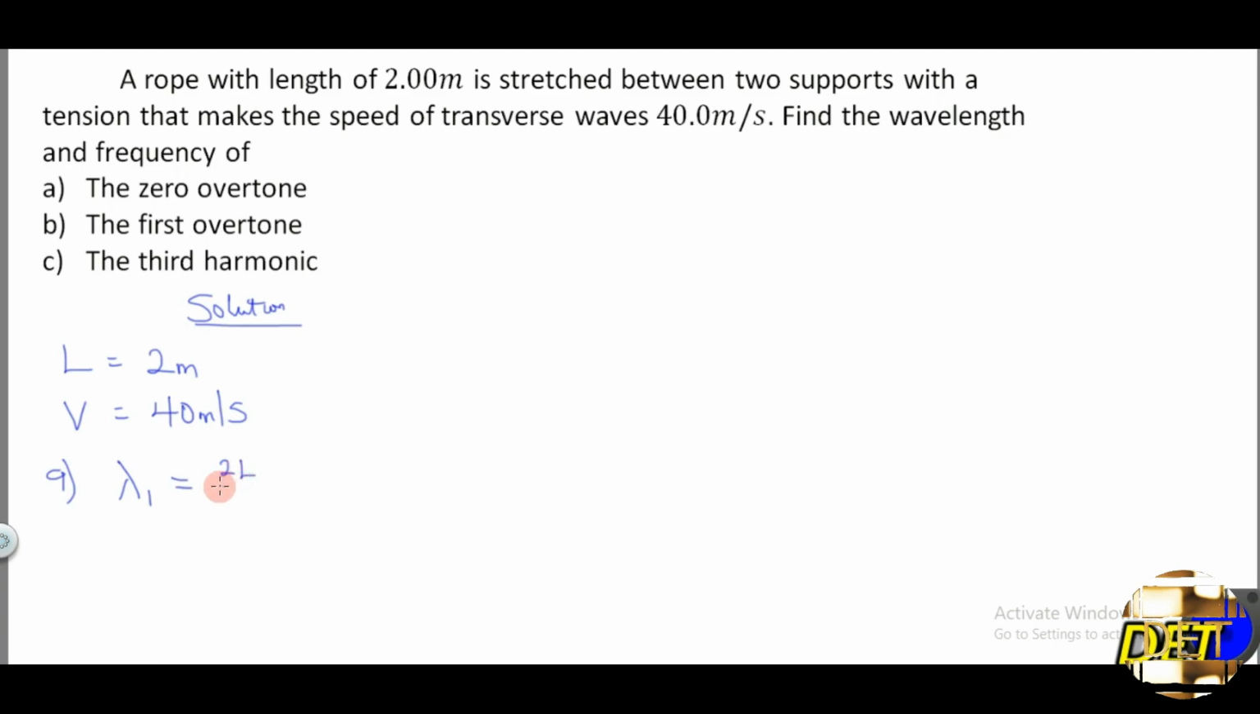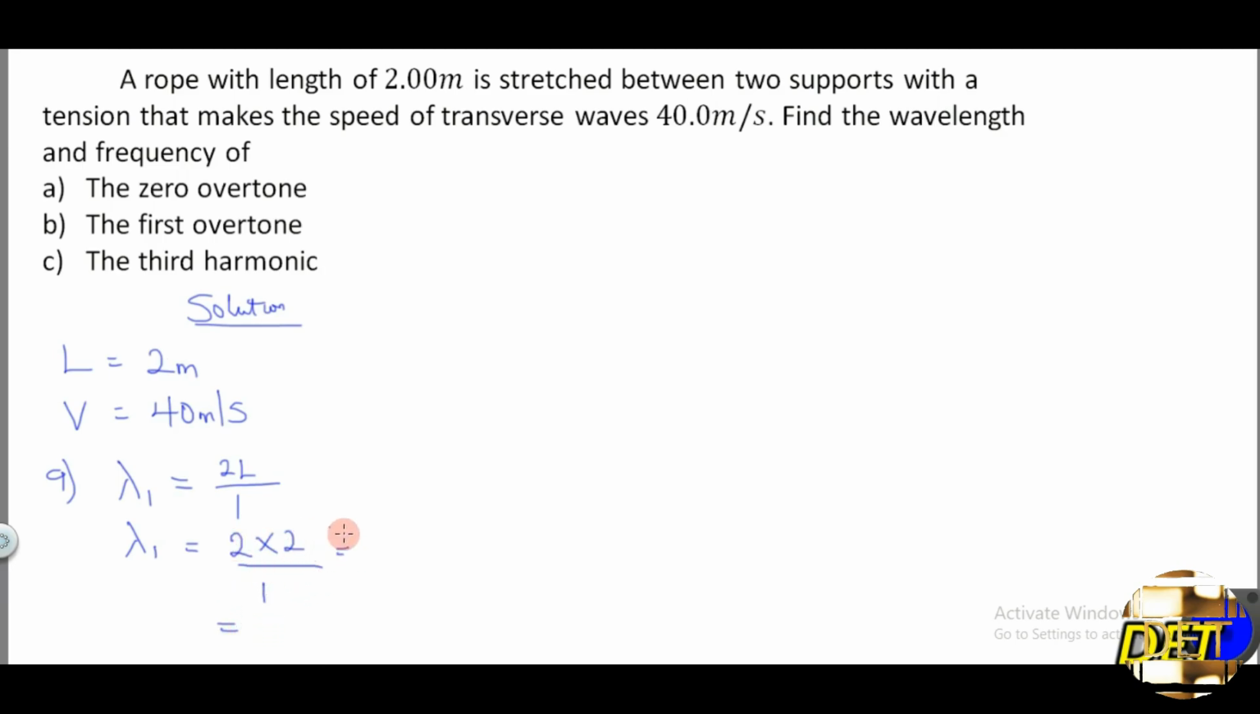2L over the number of harmonic, which is 1. Because it is 1 here, right? This is the formula that you use. So the wavelength of this zero overtone or first harmonic, lambda 1, is equal to 2 times L. What is your L? Your L is 2. So that will be 2 times 2 divided by 1. And that will be equal to what?